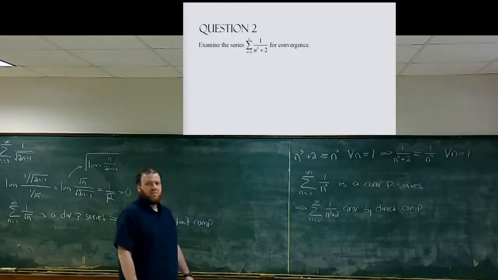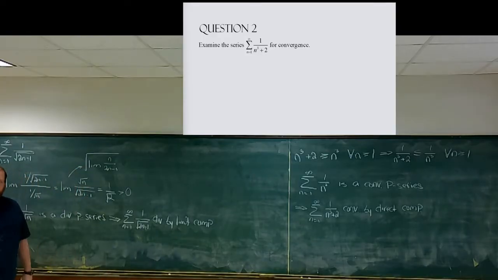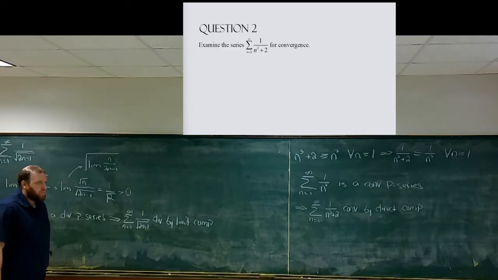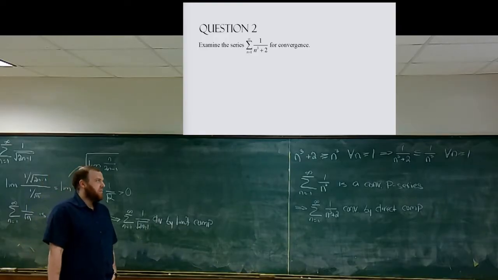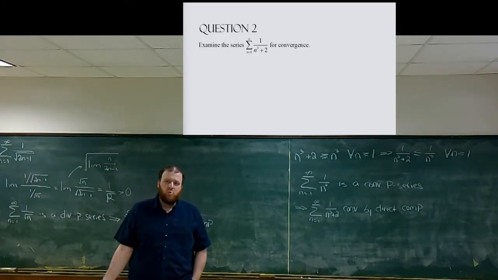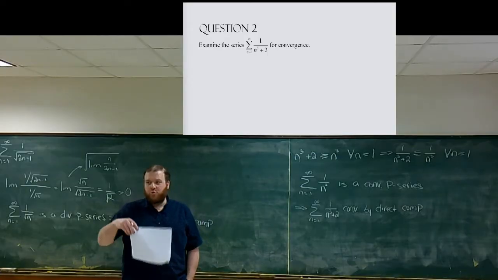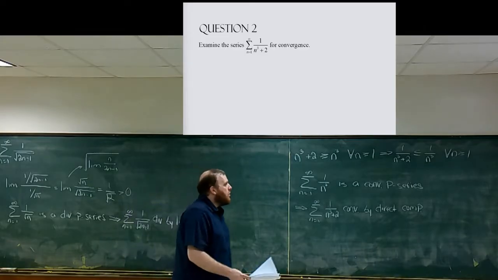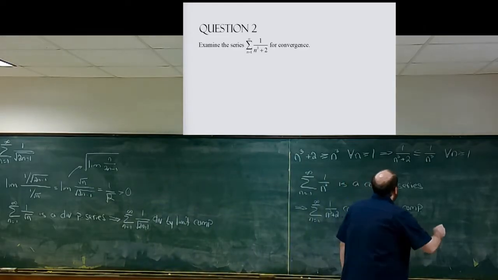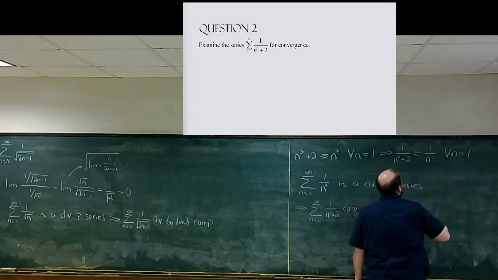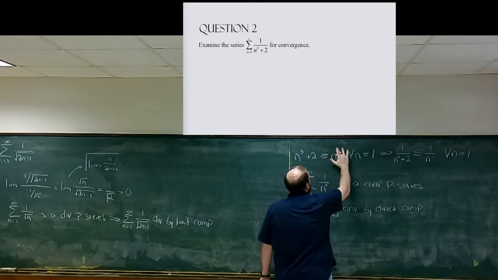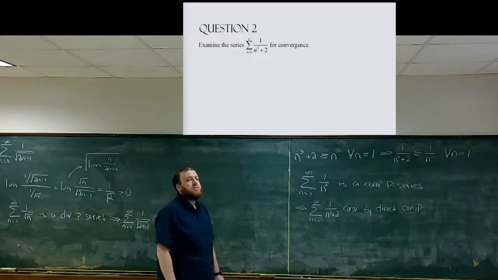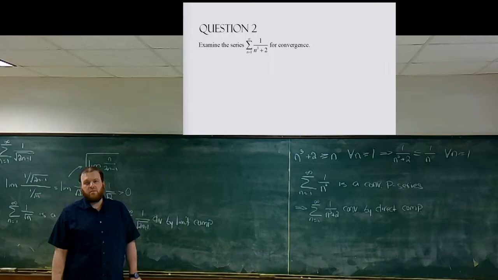Converges by direct comparison. So I could have used 1 over n squared. That also converges, right? That's a P series. However, that is also a true statement, is it not?